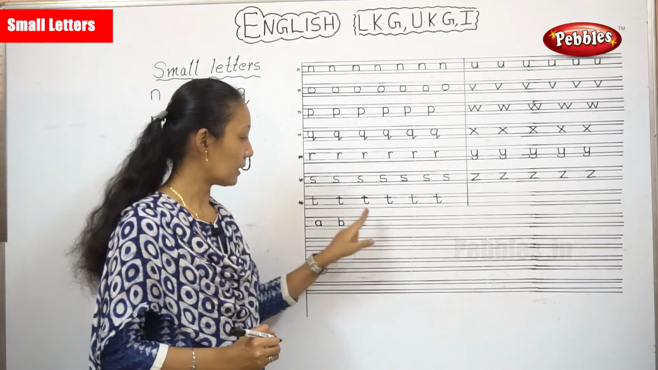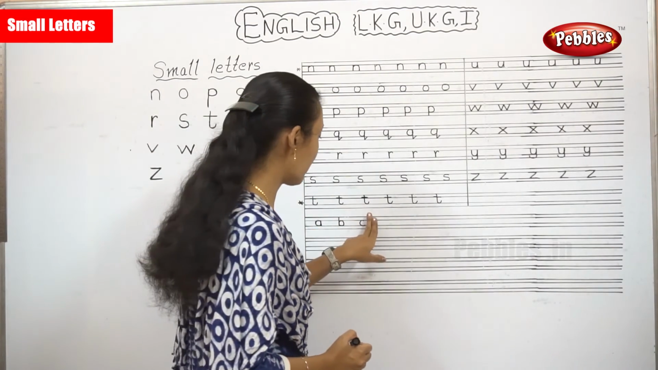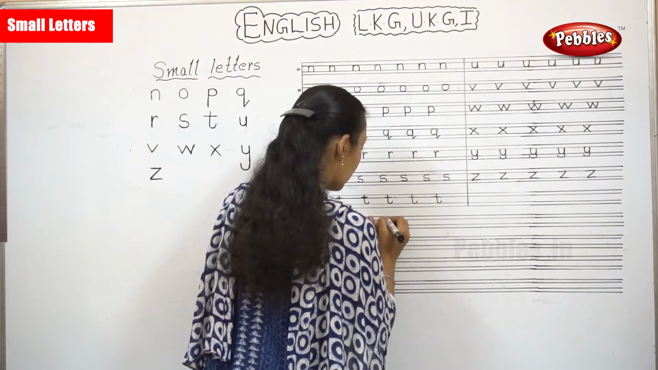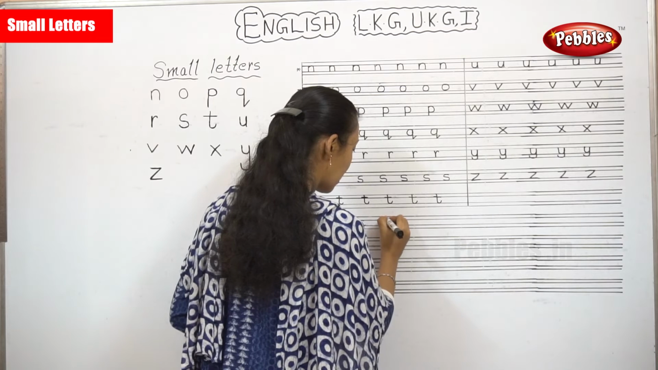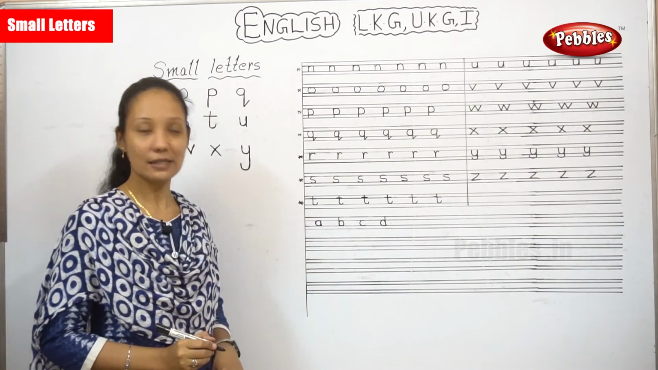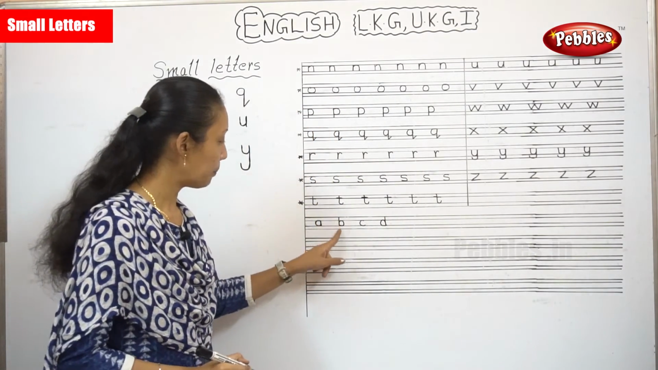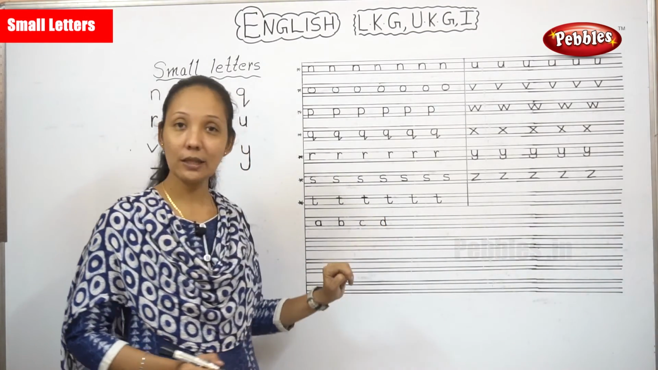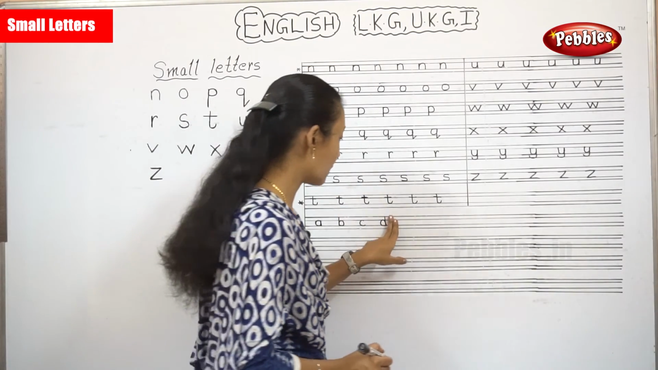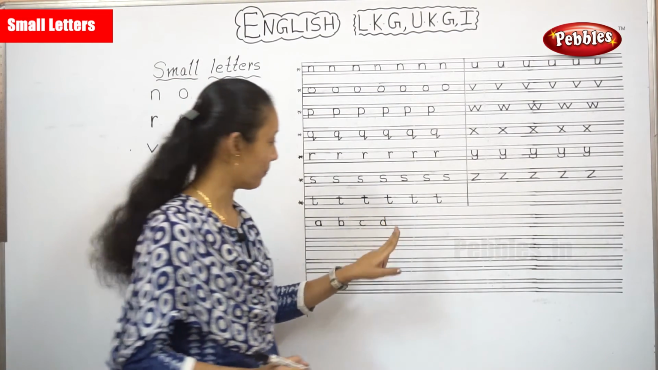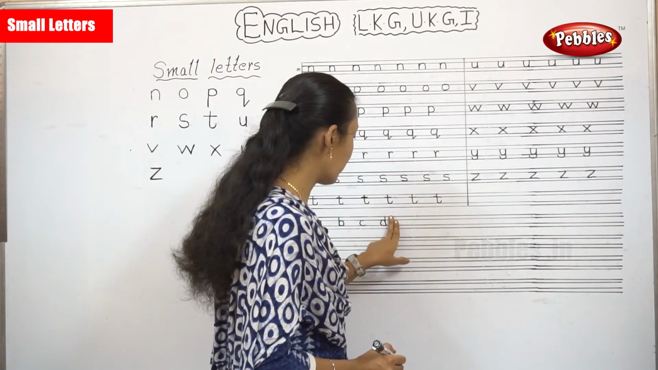A, B, C. So you finish till C. Now after C again, yes, 2-finger space. After 2-finger space, you will write small letter D. A line down, a straight line down, and your curve. Small letter D. A, B, C, D. Now after D, yes, again 2-finger space. So this will be easy for you, children, to space your alphabets.